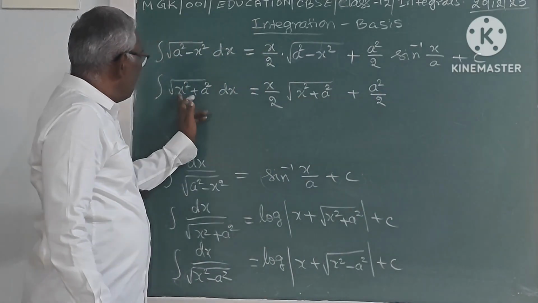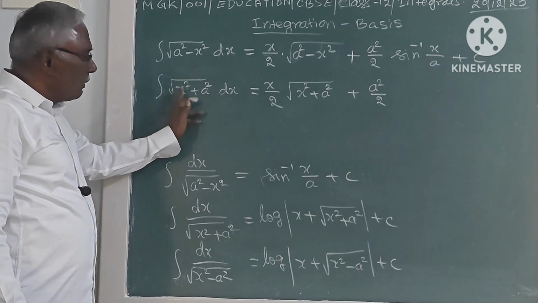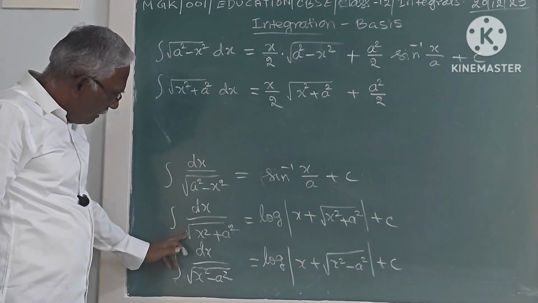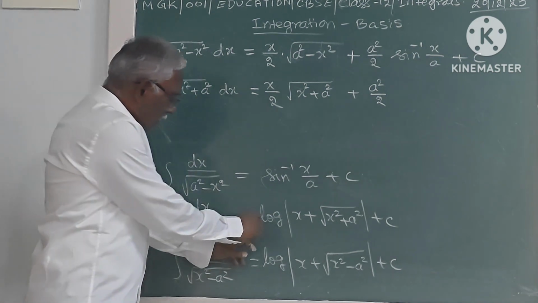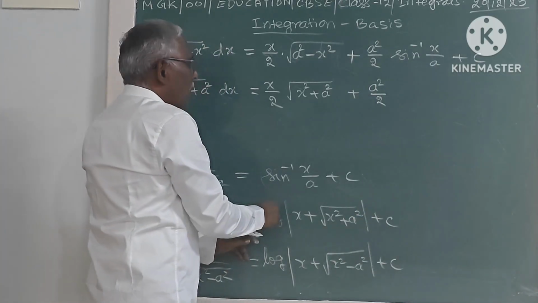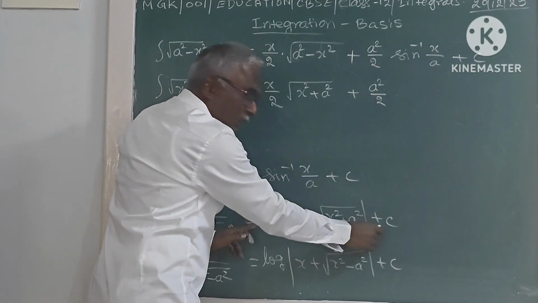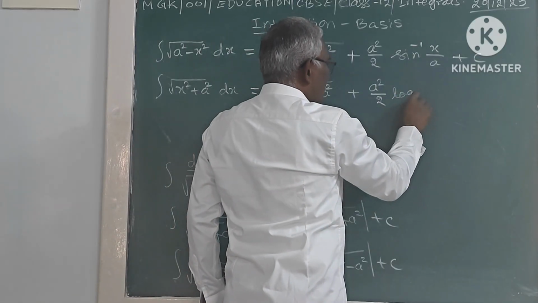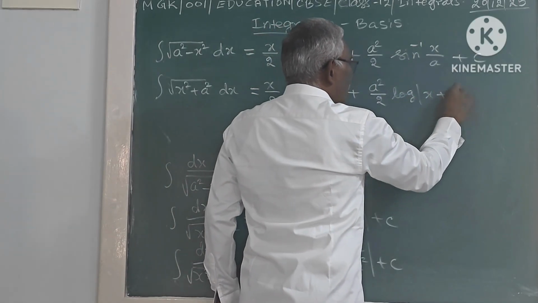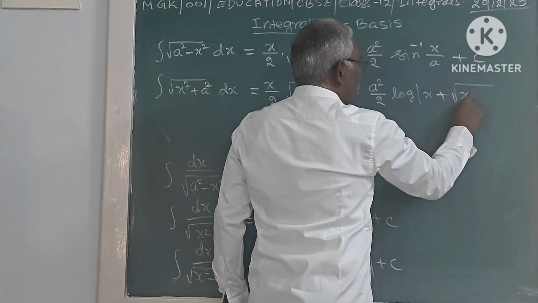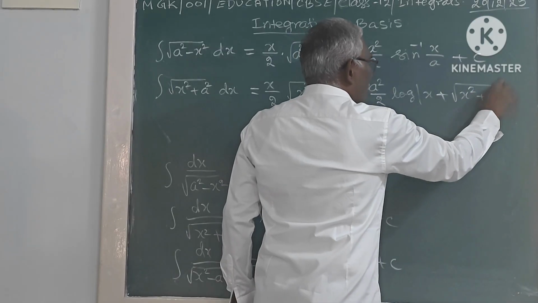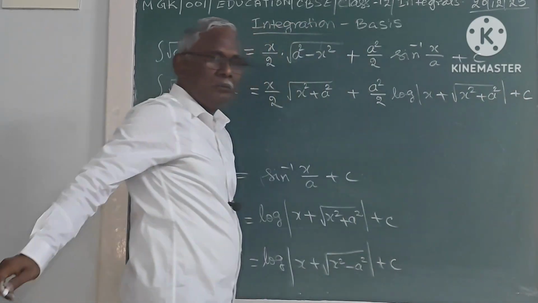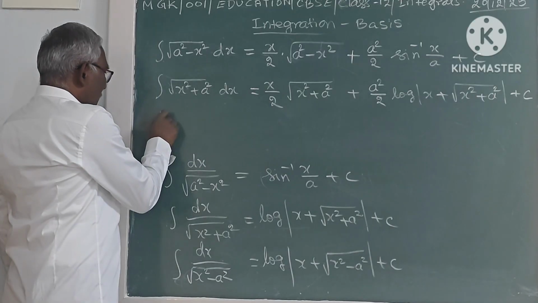For the next term, integral dx by square root of x square plus a square, the whole thing we have to write here. So log of x plus square root of x square plus a square plus constant.